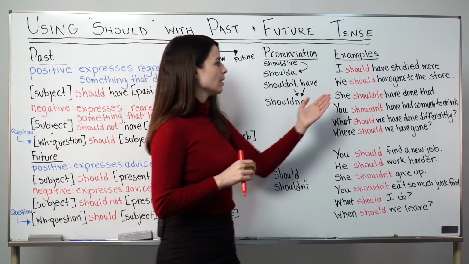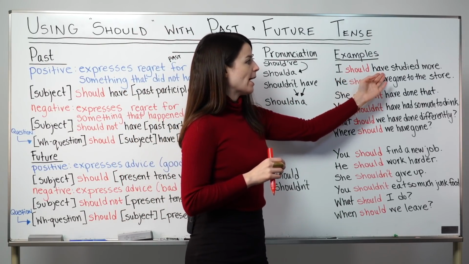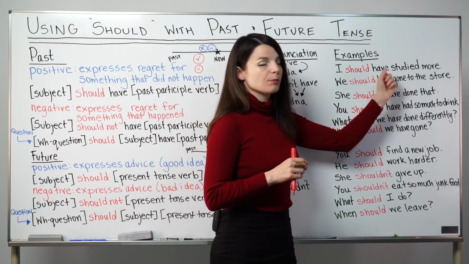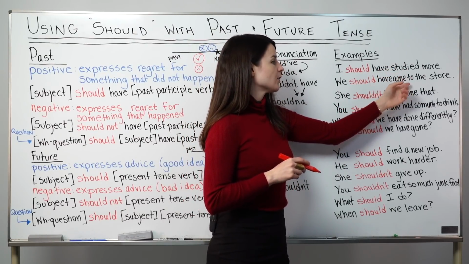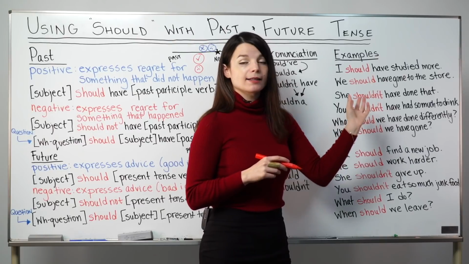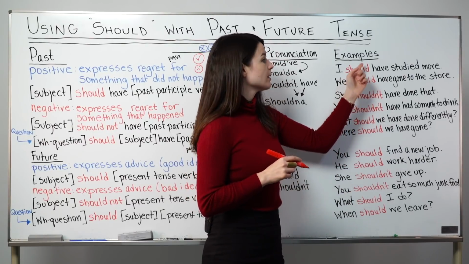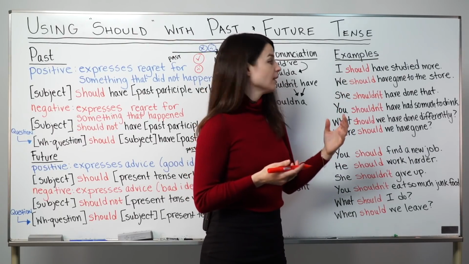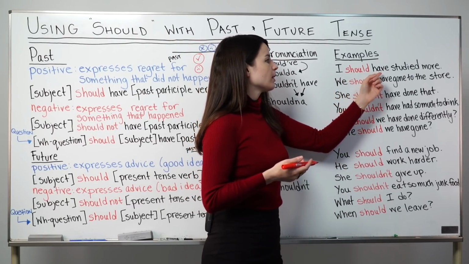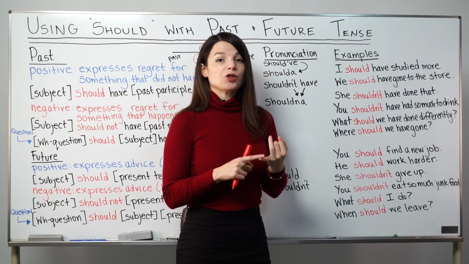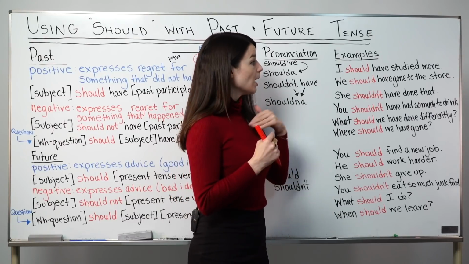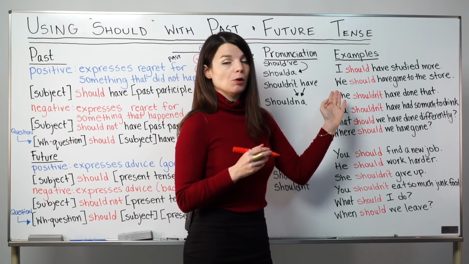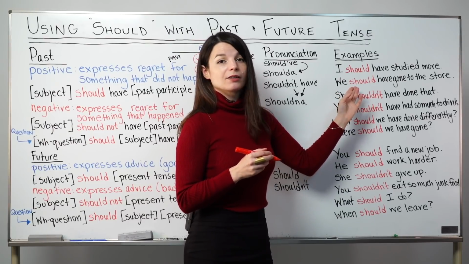So here we see should is followed by have and then the past participle form of the verb, in this case studied and gone. So this shows us that we have a past tense statement. These statements express regret. So when we're speaking quickly, we probably won't say I should have studied more or we should have gone to the store. I would say I should have studied more and we should have gone to the store.